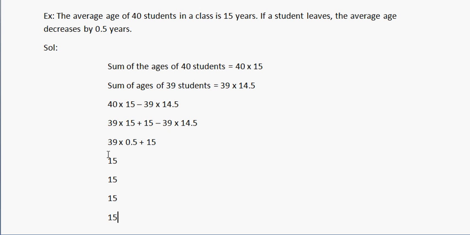This doesn't mean that each student has 15, but on an average each one has 15, so we can assume that each one has 15. Now when one of them leaves, it becomes 14.5, right? 14.5 with each. This means there is a differential of 0.5.